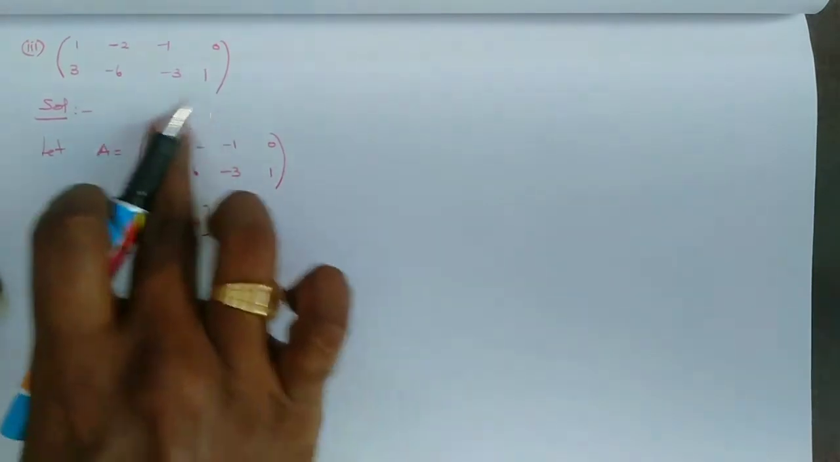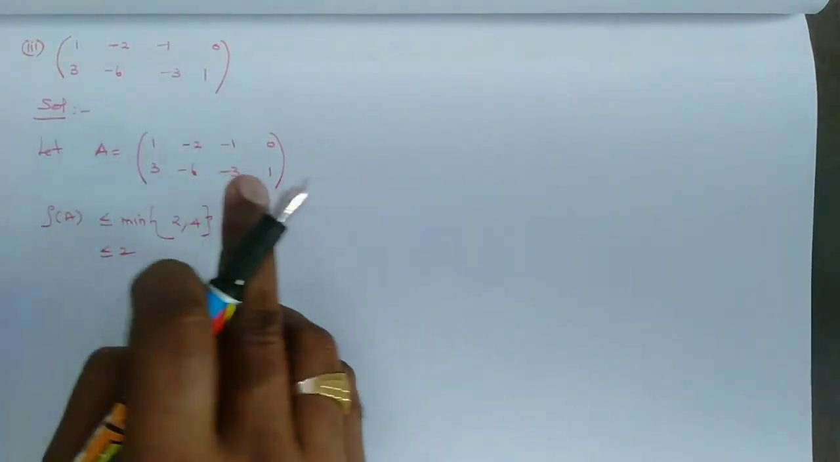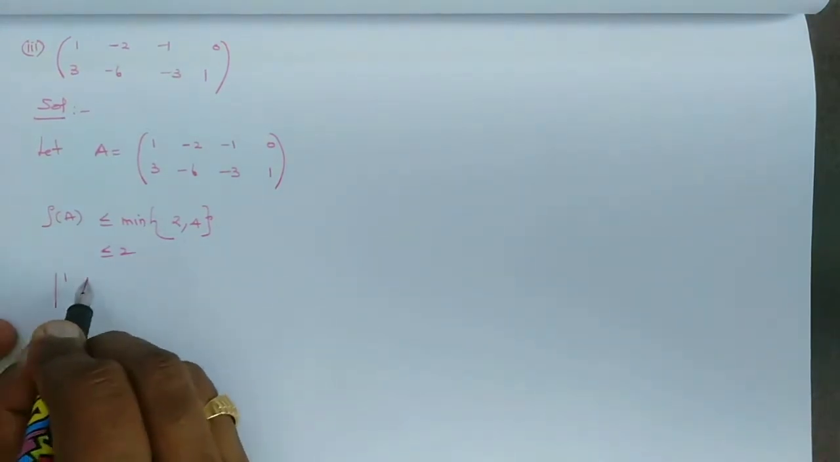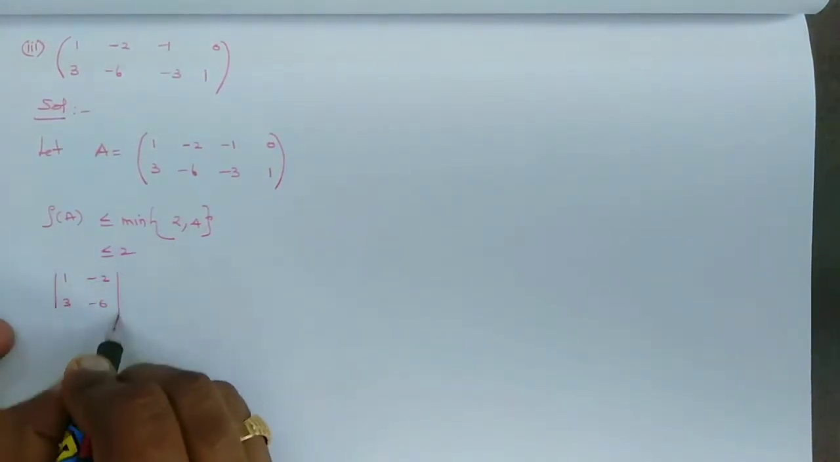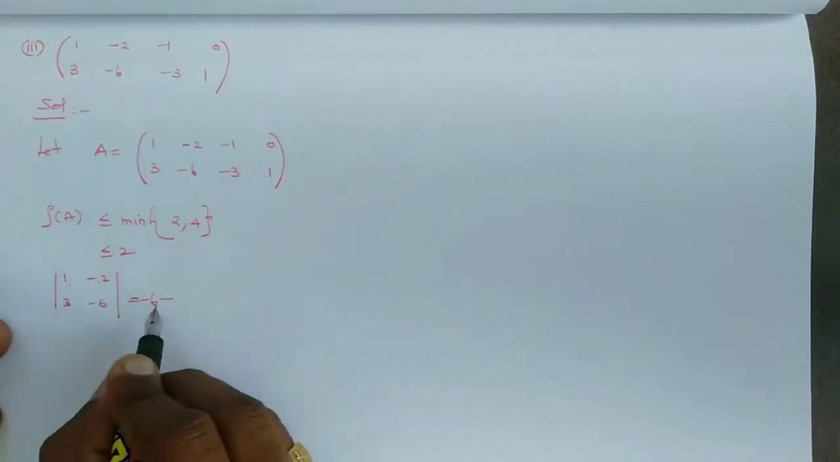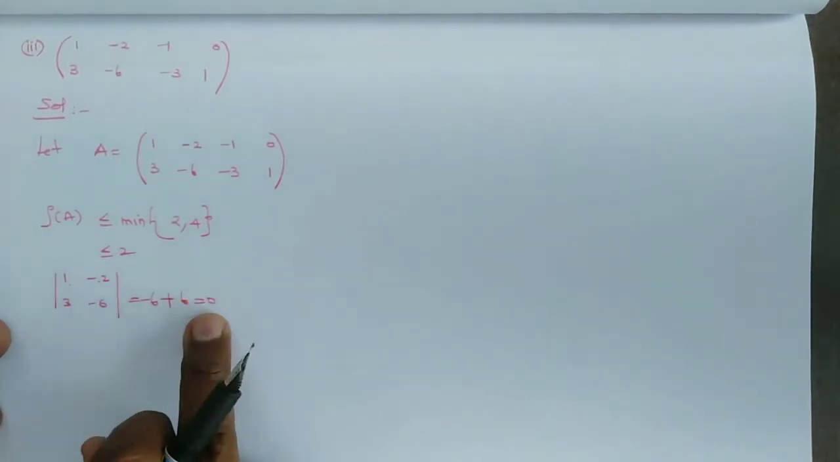Suppose if I go to 6, I may face some problem. I am not going to choose this one. So choose this one. If I choose this one, 1 minus 2, 3 minus 6, always put minus: 1 into minus 6 is minus 6, 3 into minus 6 is minus 6, already minus, so put plus 6, which is equal to 0.